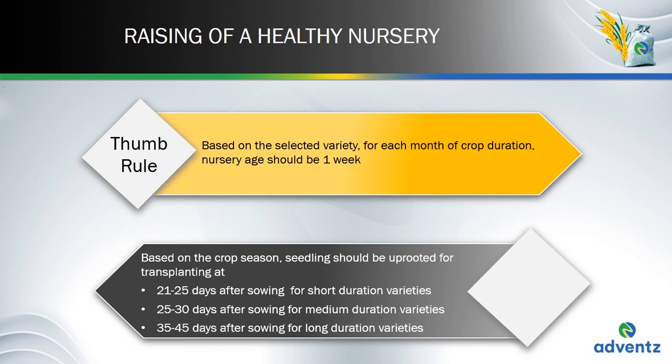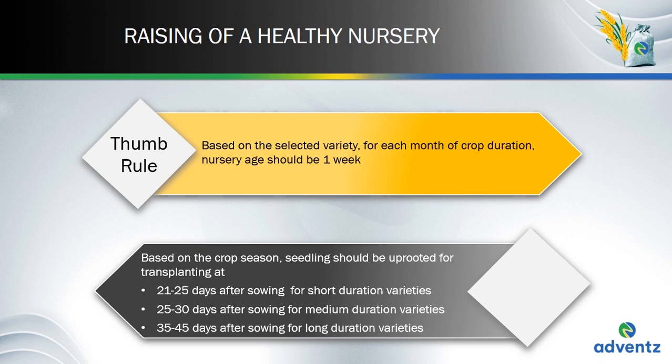Based on the crop season, seedlings should be uprooted for transplanting at 21 to 25 days after sowing if the crops are of short duration varieties. If the rice crop is of medium duration variety, then we need to uproot it at 25 to 30 days after sowing.